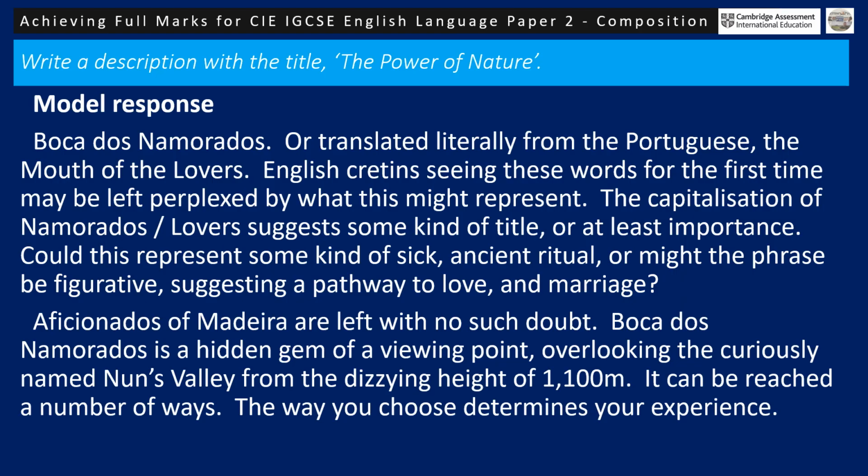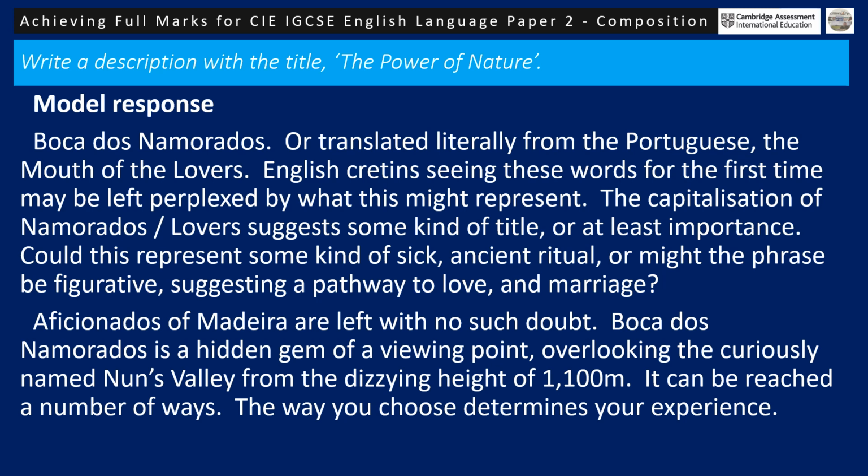Boca dos Namorados, or translated literally from the Portuguese, the mouth of the lovers. English readers reading these words for the first time might be left perplexed by what this might represent. The capitalization of Namorados, lovers, suggests some kind of title or at least importance. Could this represent some kind of sick ancient ritual, or might the phrase be figurative, suggesting a pathway to love and marriage? Aficionados of Madeira are left with no such doubts.